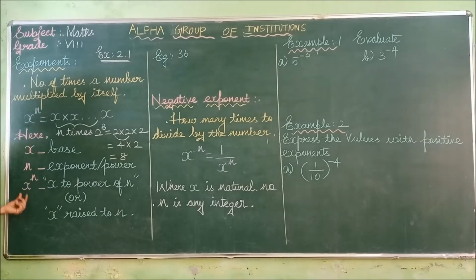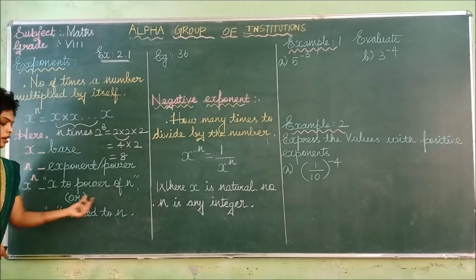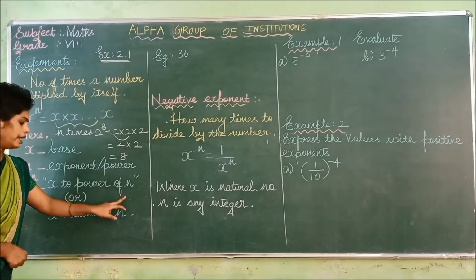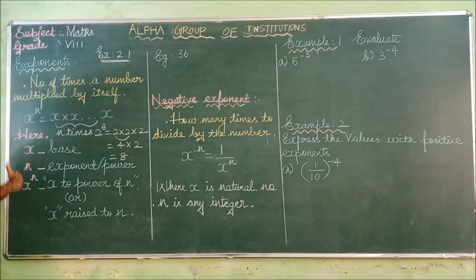Then listen, x power n. How can we read this x power n? This x power n can be read as x to the power of n or x raised to n.